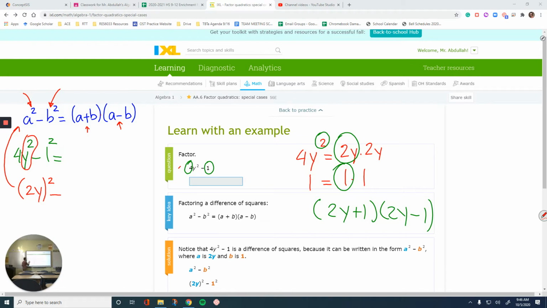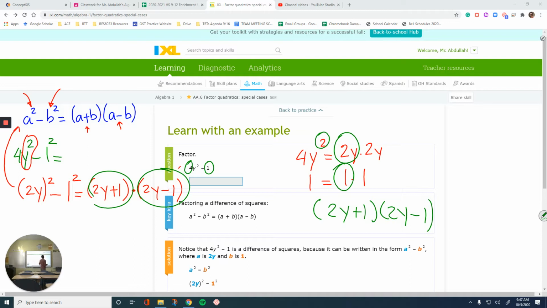Bring down the minus. It was minus 1, but as I said, I can write it as 1 squared. Now it's like a squared minus b squared. It looks exactly the way I wanted it to be. In that case, all I do is add the bases, subtract the bases, and multiply them together. The first base is 2y, the second one is 1, so add them together, and then subtract them and multiply them. It needs to look exactly this way. You can put this one as the first factor or as the second one. It doesn't matter. You can just swap them.